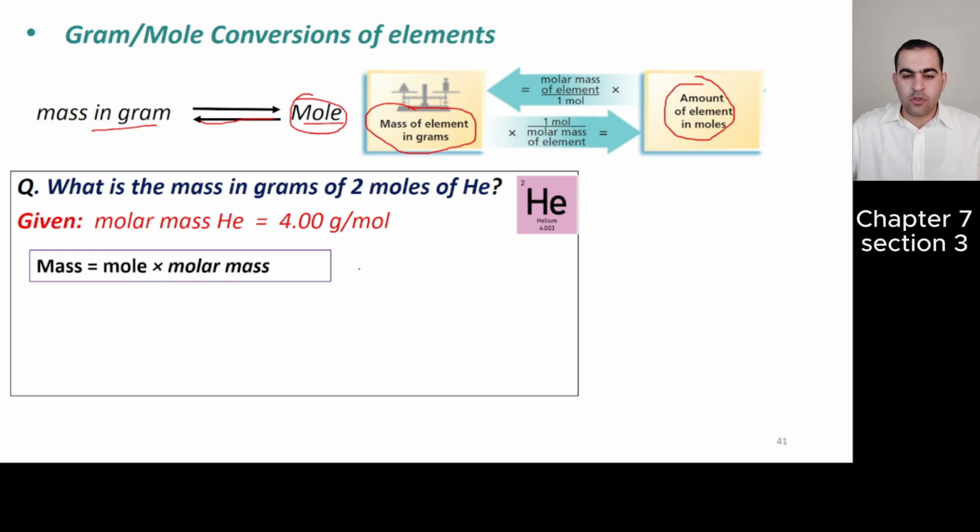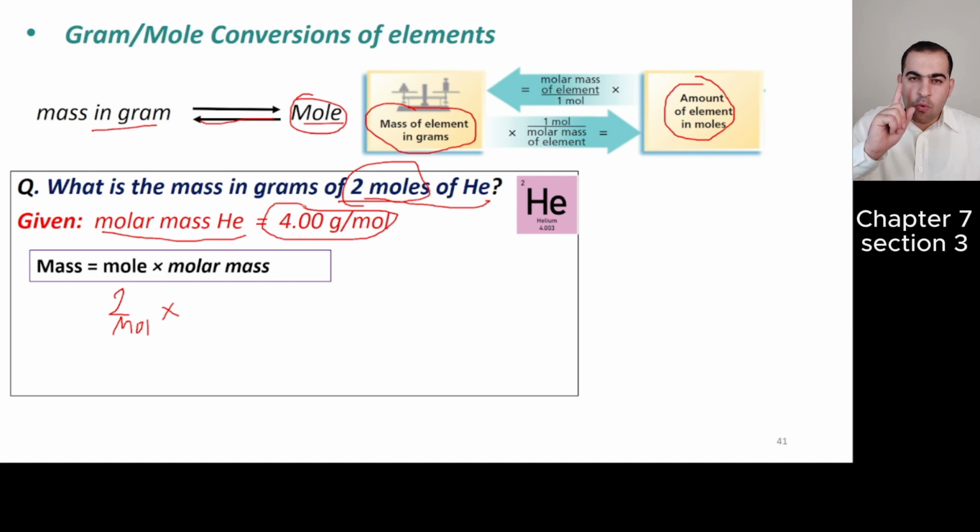Mole times molar mass. Do we have mole? Well, we have 2 moles. Just write it down. Guys, molar mass is always going to be given for an element. For compounds, later we'll talk about it; you need to do some calculations, then you can find it. So molar mass will be given. In the exam, I tell you that the molar mass of helium is 4 gram per mole. Molar mass of helium is 4 gram means 1 mole of helium has a mass of 4 gram. What about 2 mole? We can say just that.